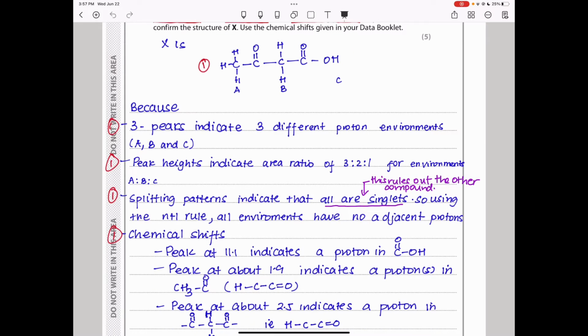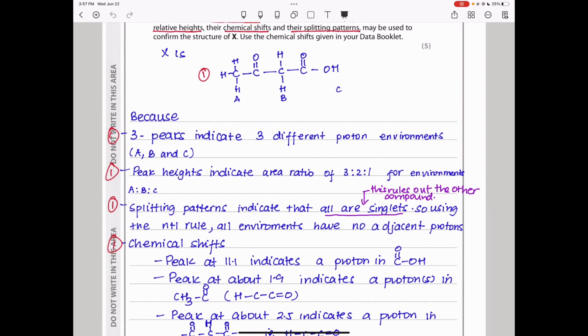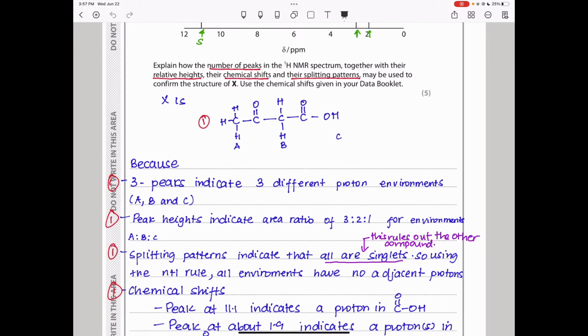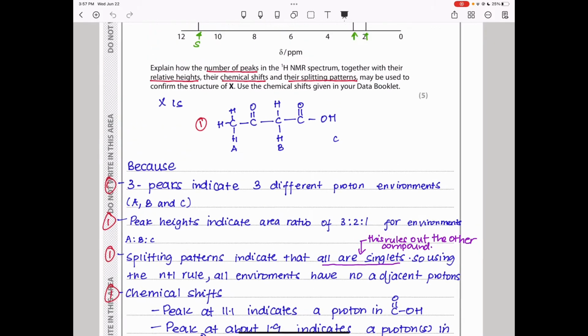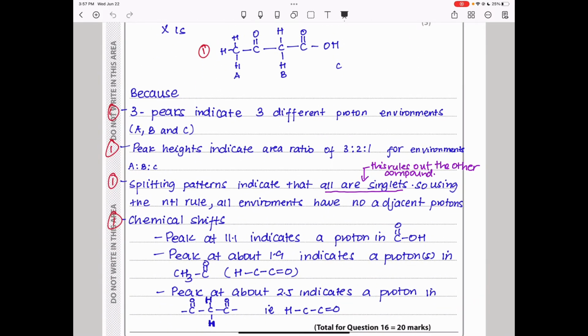And lastly, when we look at the chemical shift, you can see there is one at 11.1, another at about 1.9, and another at about 2.5. So it's about 2.5, about 1.9, and about 11.1. The one at about 11.1 is indicative of a carboxylic acid group, which is actually present.